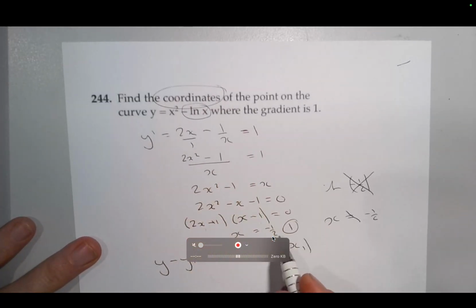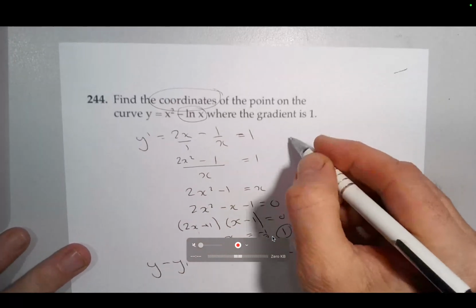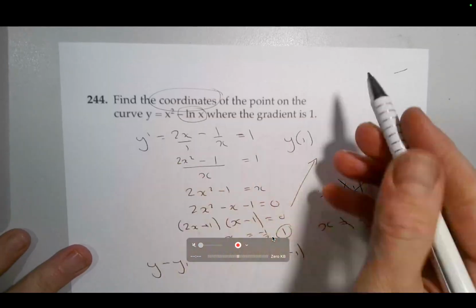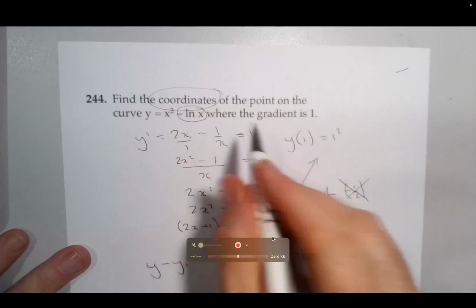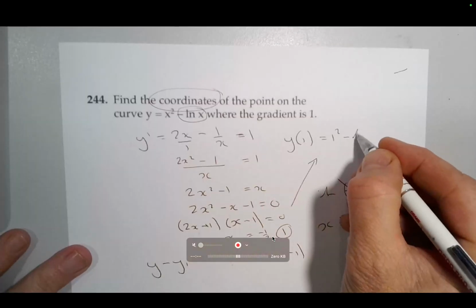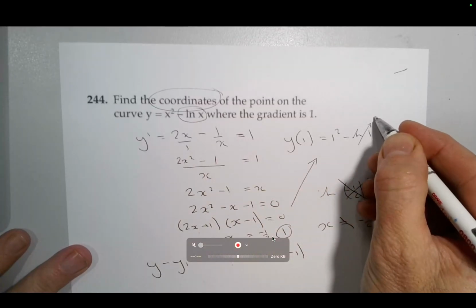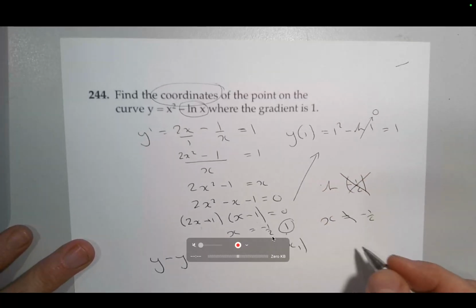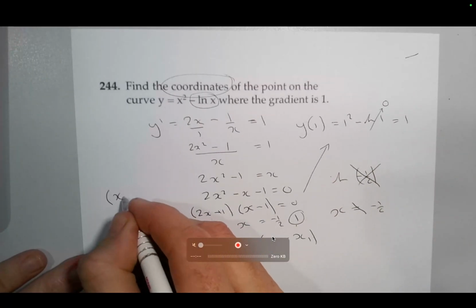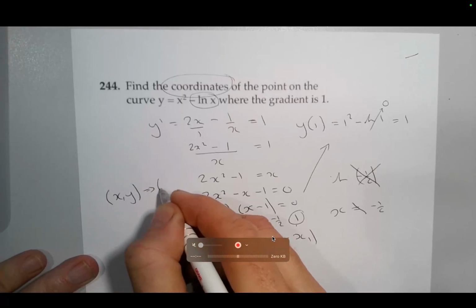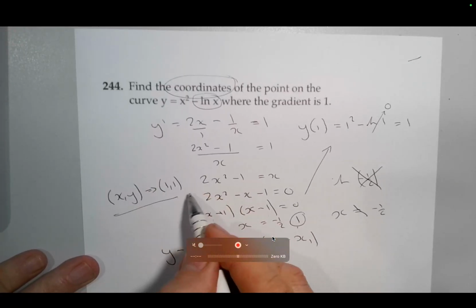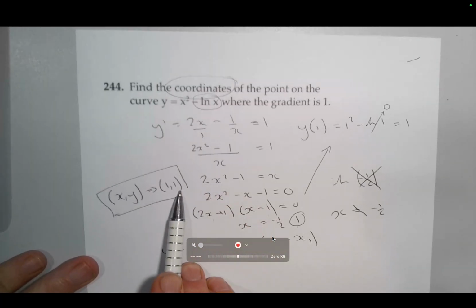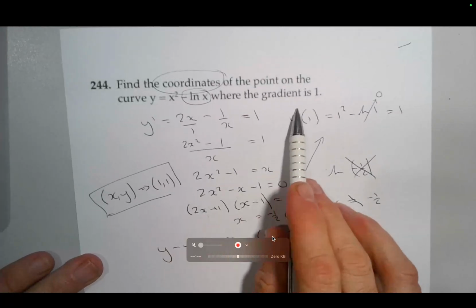So we've got the x coordinate 1. So if I go over here and say y, the y function, plug in 1 into the y function. So that's going to be 1 squared minus natural log of 1. Natural log of 1 is 0, so the answer is going to be 1. So the coordinate point, I'll write it over here, x, y is 1, 1. So that's the answer.